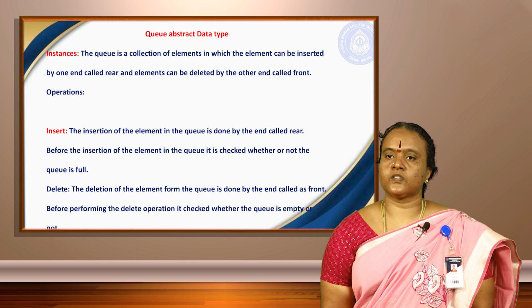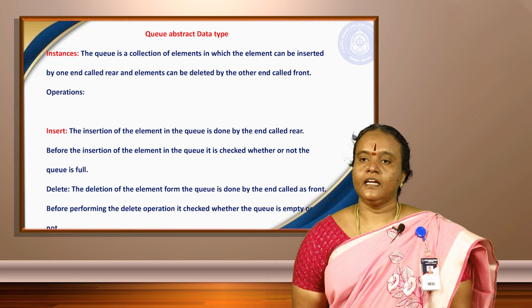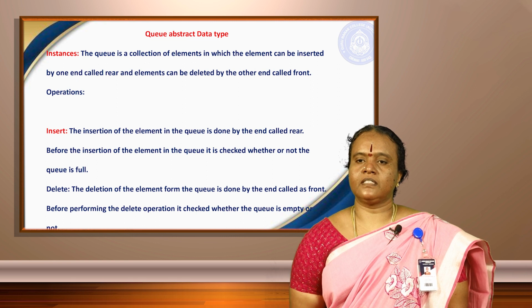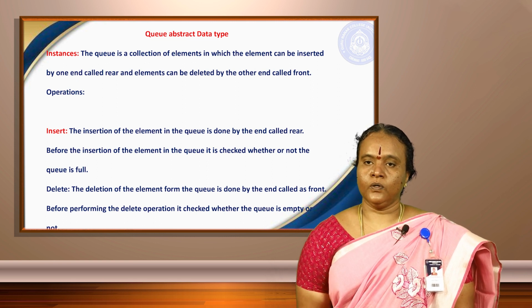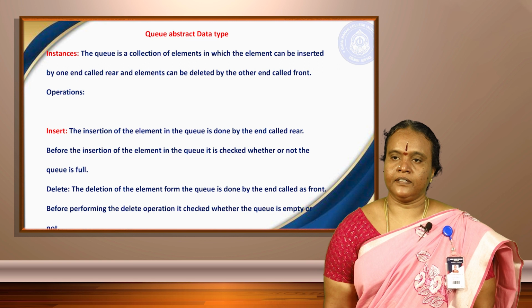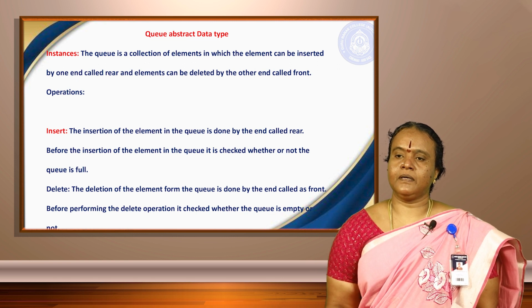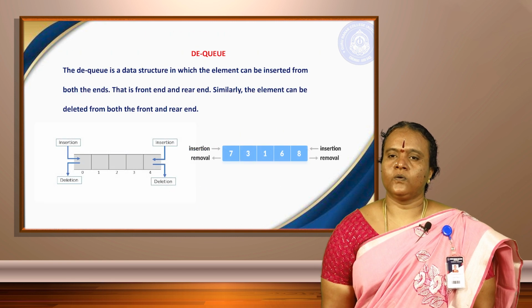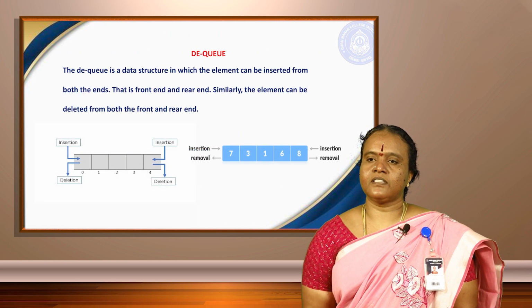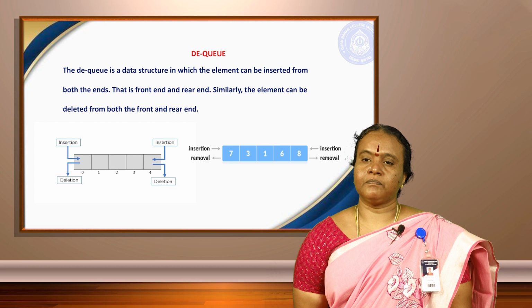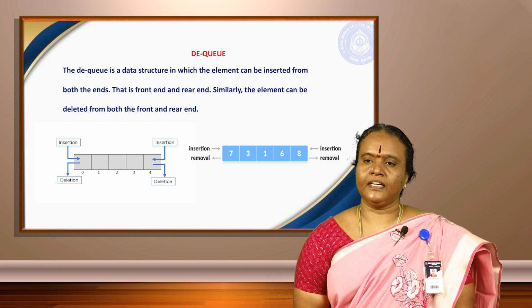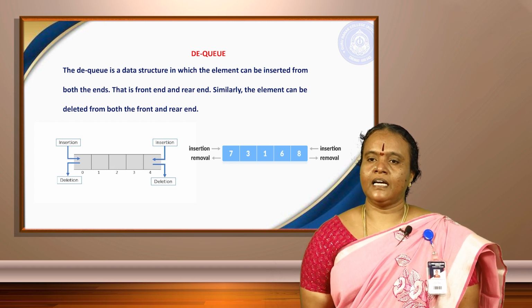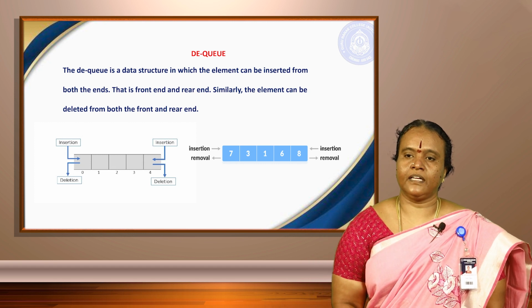Here also, same as stack, in queue we have to check whether the queue is empty or full. The instance has to be checked. Deletion can be done at the front end and insertion can be done at the rear end. DQ is a data structure in which an element can be inserted from both ends, that is the front end and the rear end. Similarly, an element can be deleted from both the rear end and the front end.